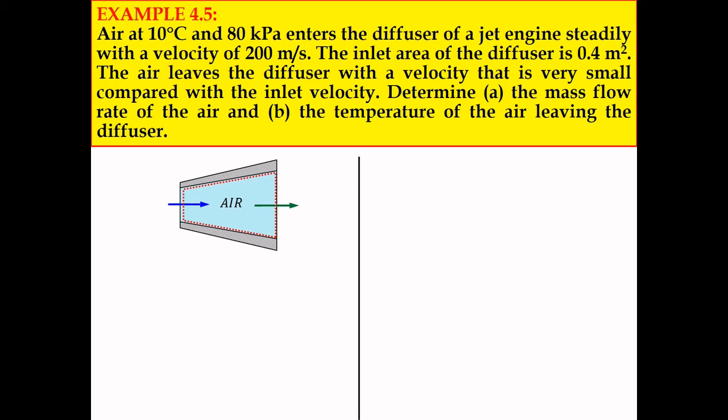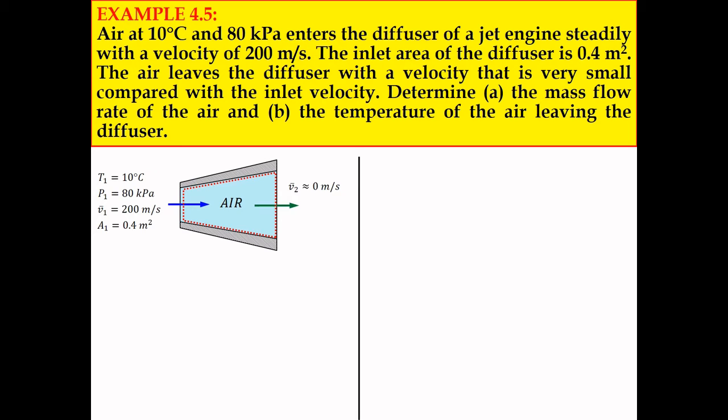Okay, the boundary. So the substance that enters the diffuser is air, and we can treat the air as an ideal gas. So the conditions at the inlet are T1 equal to 10 degrees Celsius, P1 equal to 80 kilopascal, average velocity V1 bar equal to 200 meter per second, and the cross-section area at the inlet A1 equal to 0.4 meter square.